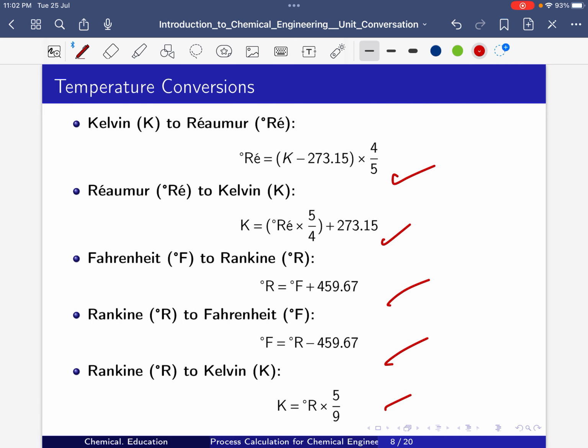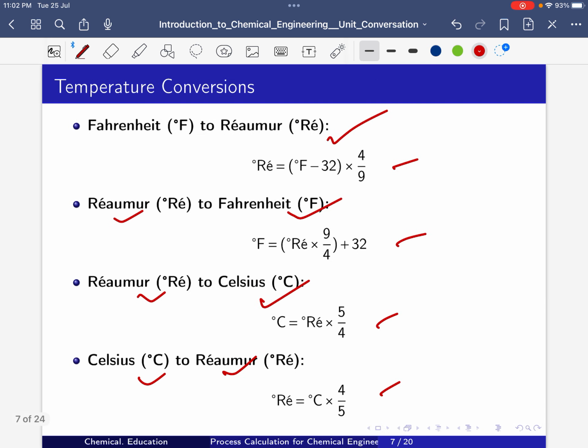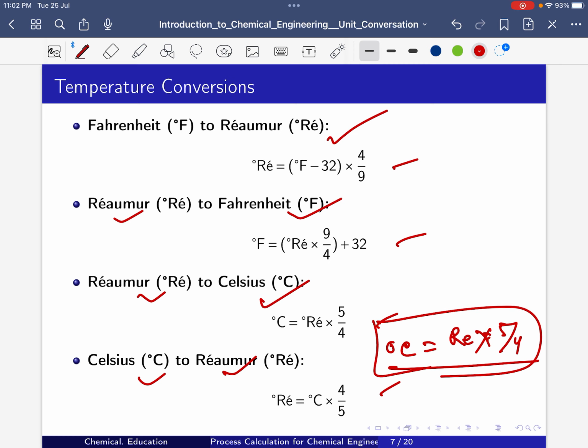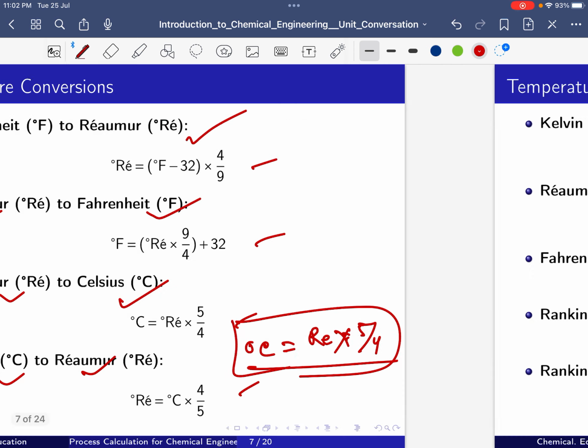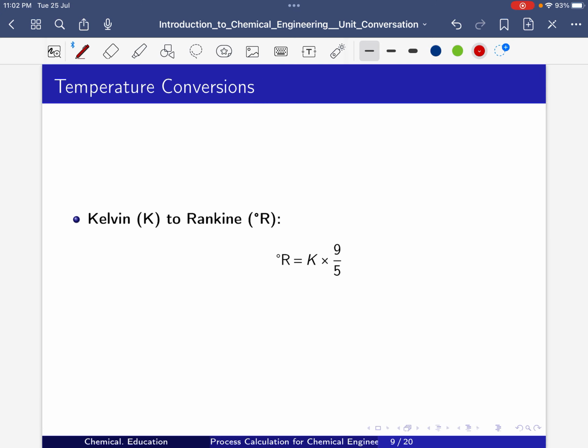So here we can see centigrade to RE: RE is equal to degree centigrade into 4 by 5. I told you degree centigrade is equal to RE into 5 by 4. So we can formulate it, very easy. And Kelvin to Rankine: Rankine is equal to K into 9 by 5. You have to remember it by heart, or we can do it from that picture. You can do the formulation.